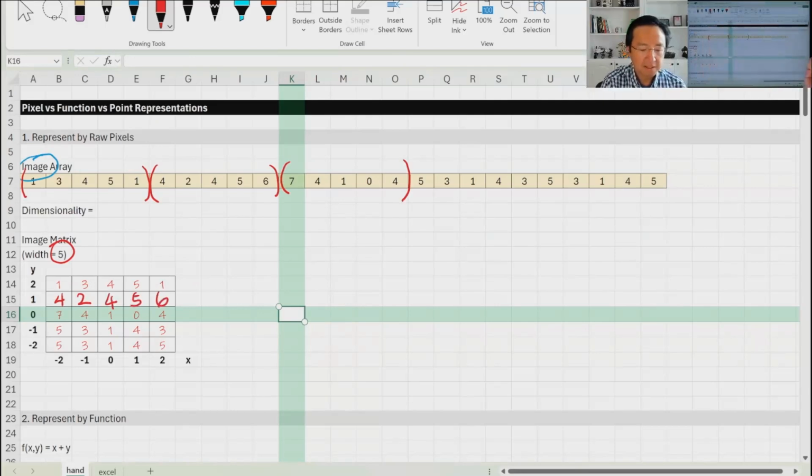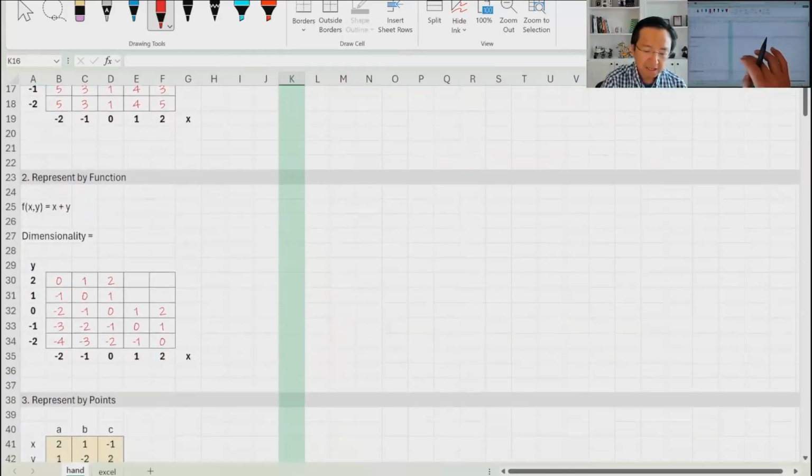All right. One thing we can ask ourselves is: what is the dimensionality of this representation if we represent it by raw pixels? We need one dimension to hold one value. So for a 5 by 5 image, we need 25 values, 25 dimensions, to represent this image. As the image goes up in resolution, this dimensionality grows quadratically, and it could be really big.